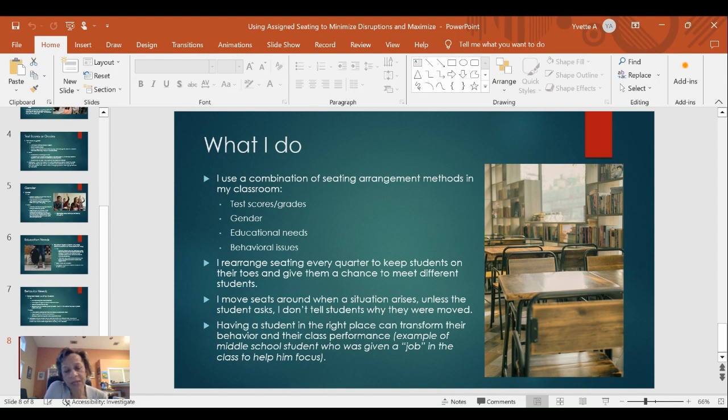And here are some of the ideas, putting this all together. I use a combination of seating arrangements in my class. I use test scores. I use the actual grades the students get in my class. I look at their gender, seeing how we can have maybe two boys, two girls in a group, situating them that way. I look at the students' educational needs based on maybe a special plan that they have. And I also consider behavioral issues that I might run across.